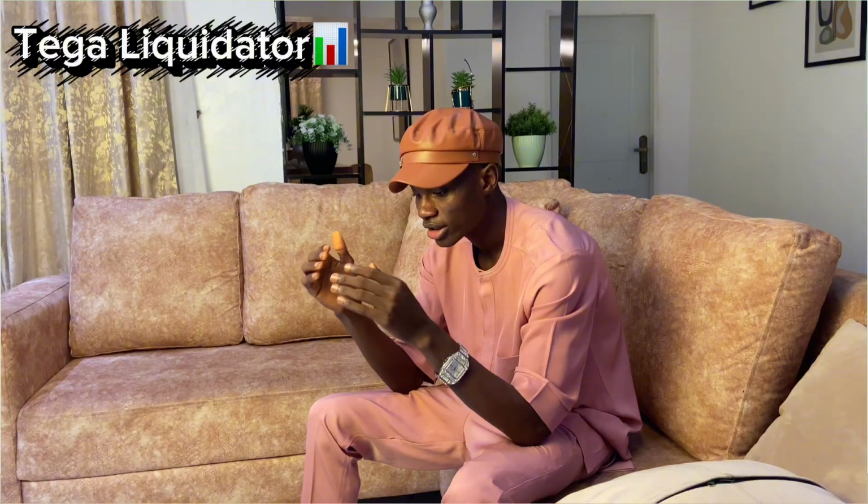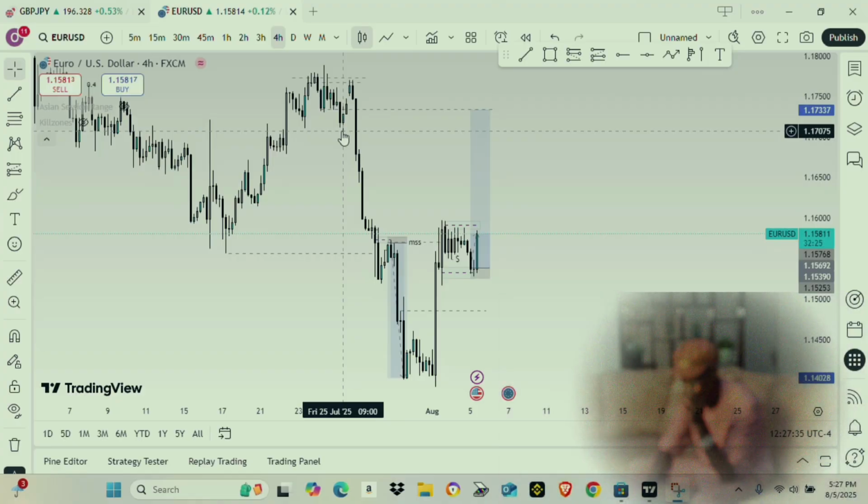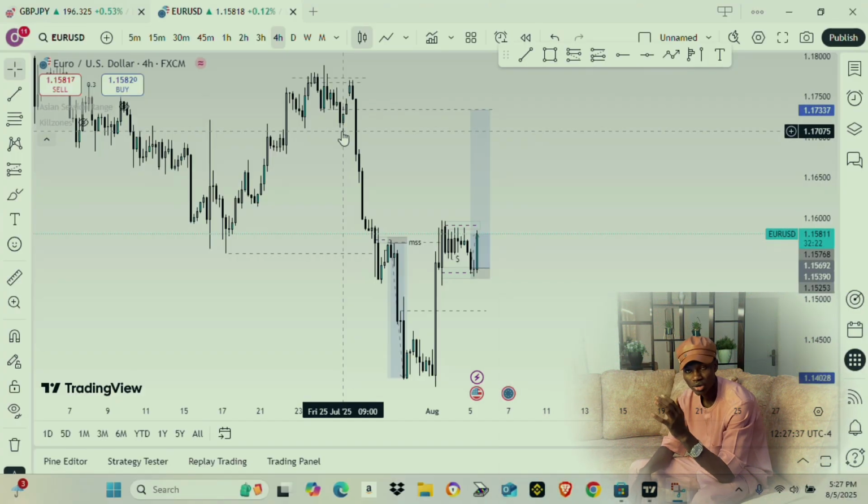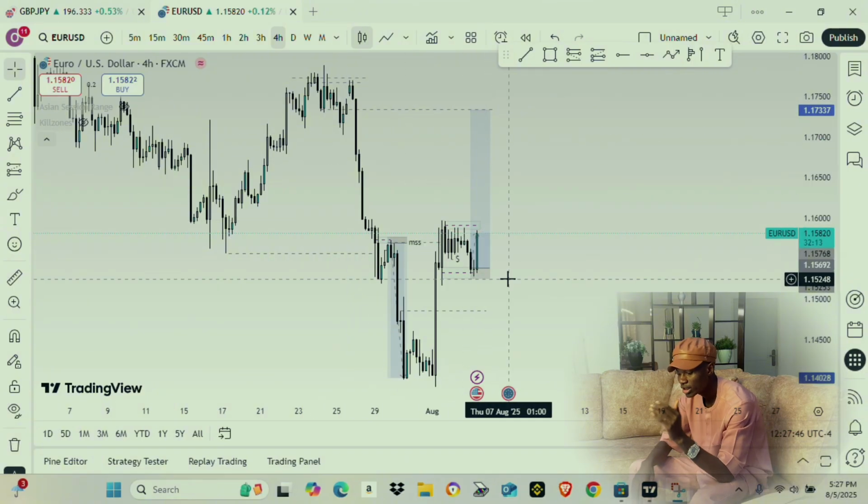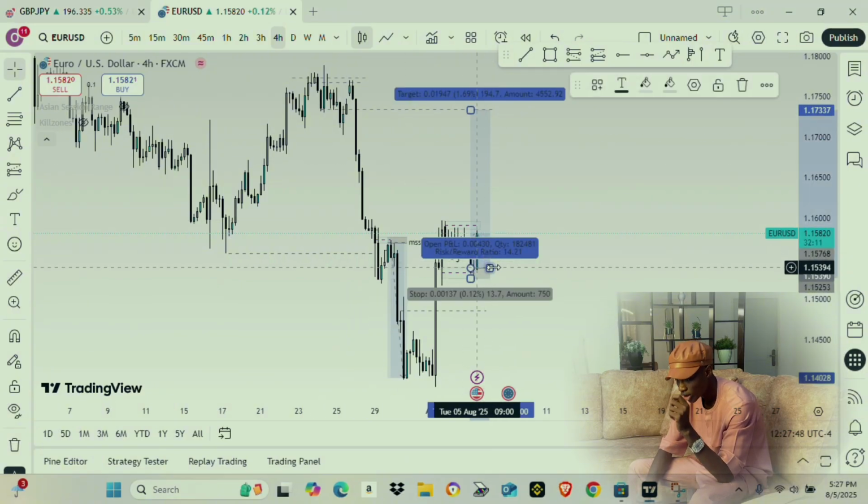So I'm going to show you that on Euro USD, which we have here right now, and also on gold, the two recaps I have and how I broke down the analysis. I'm going to be explaining everything for you to understand. So firstly, we are going to be starting from Euro USD.